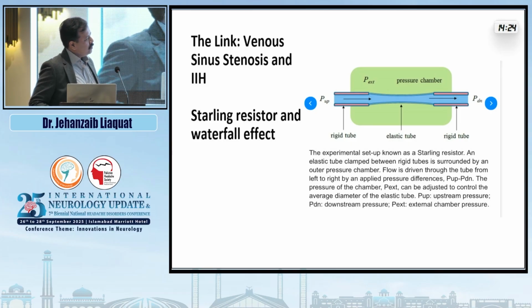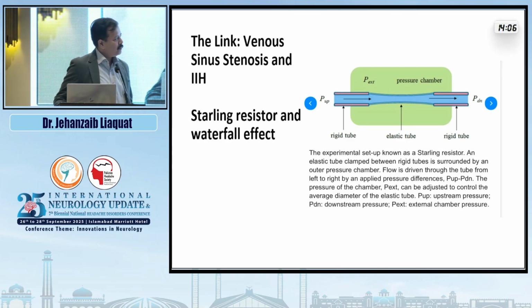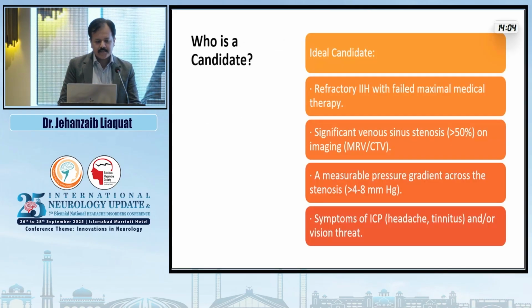What we do in venous sinus stenting is that we mitigate the effect of external pressure on the venous sinus, and we put a stent across this place so that we take away the effect of the gradient, which is causing an upstream pressure and decreased absorption of CSF, which is behind the basic pathophysiology of intracranial hypertension.